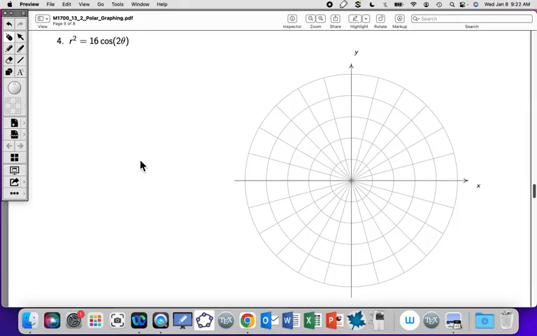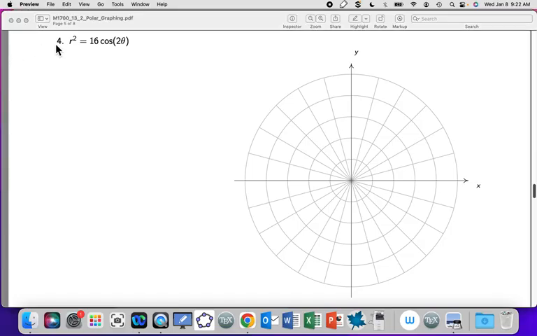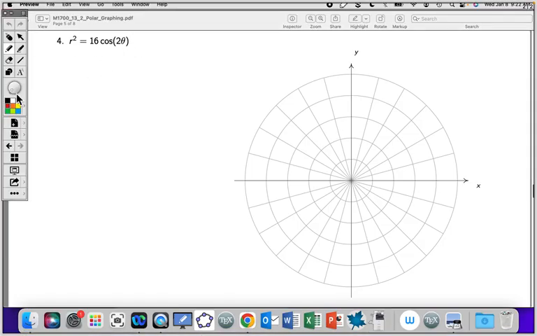All right, our last example here: r squared equals 16 cosine 2 theta. What we really need to graph is r equals something. So if r squared is this, r would be plus or minus the square root of 16 cosine 2 theta, which would be plus or minus 4 square root of cosine 2 theta.